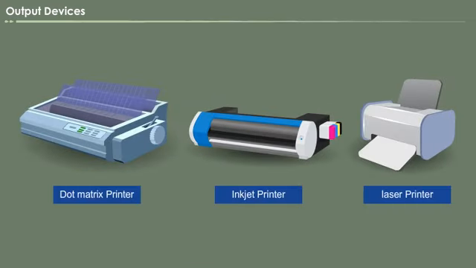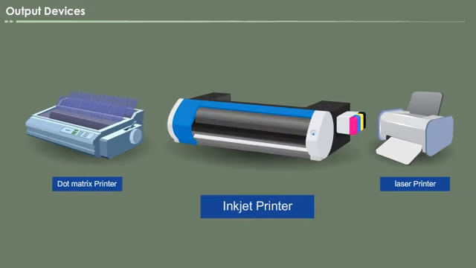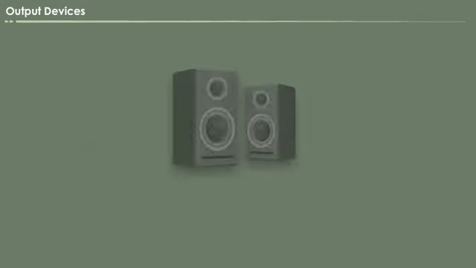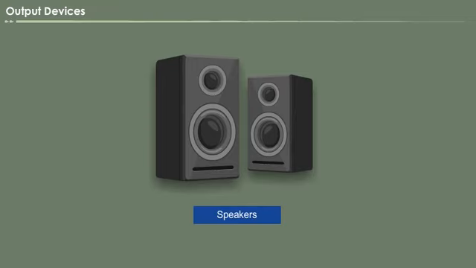Printers. The printer takes the information on your screen and transfers it to paper or a hard copy. Three types of printer are used commonly, that are dot matrix, inkjet and laser. Speakers. They receive audio input from the computer's sound card and produce audio output in the form of sound waves.